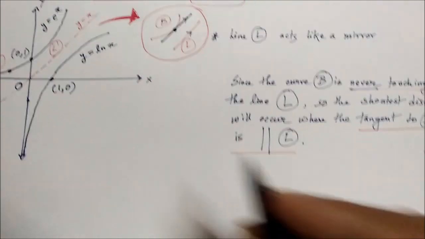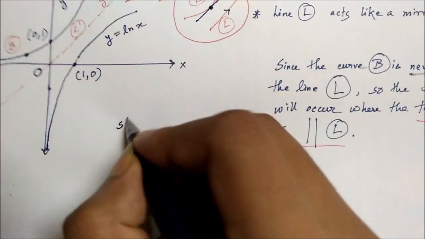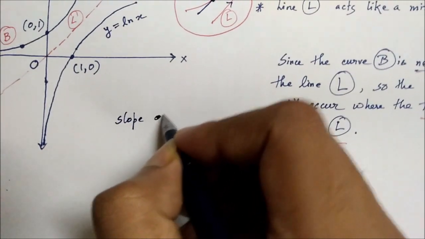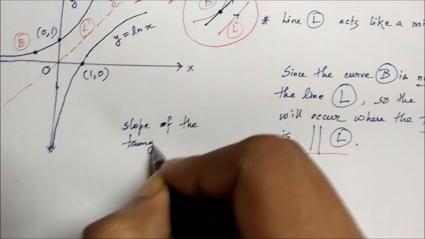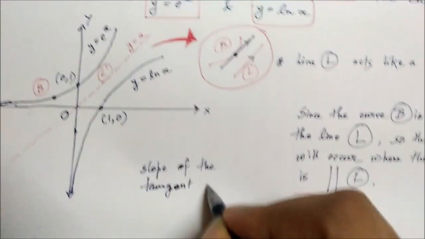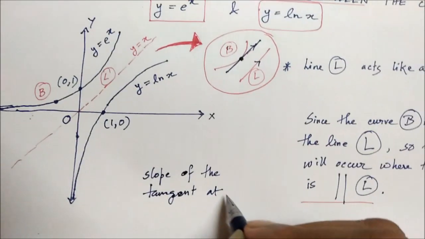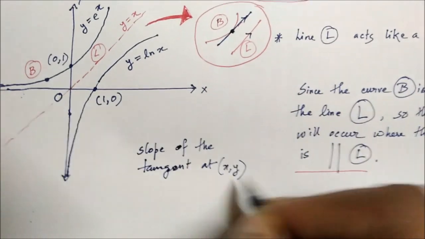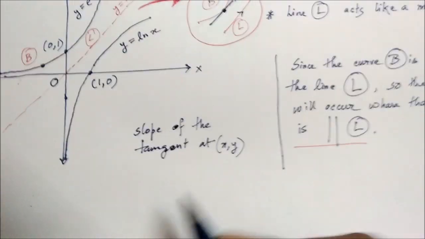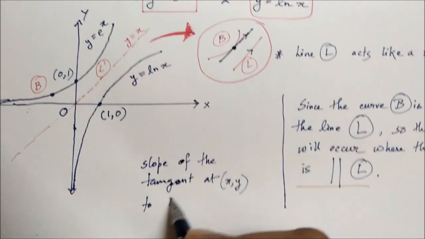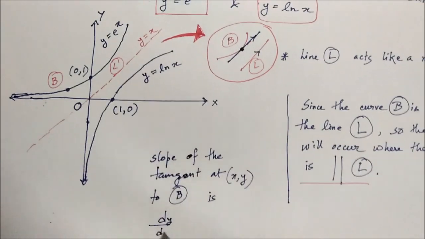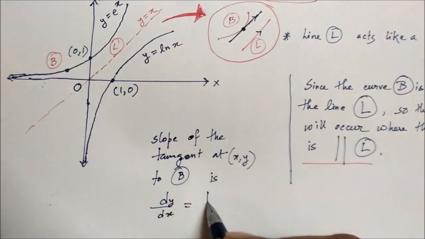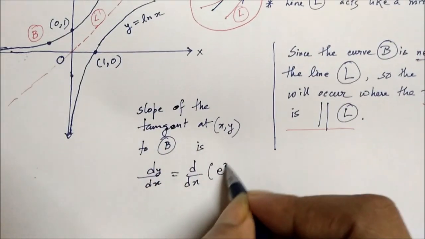Now how do we find the slope of the curve? The slope of the tangent at any point, say (x, y), to the curve B is, how do we get it? By simple differentiation, dy/dx. Now if y is e to the power x, we know the derivative of e to the power x is itself. So this is it.